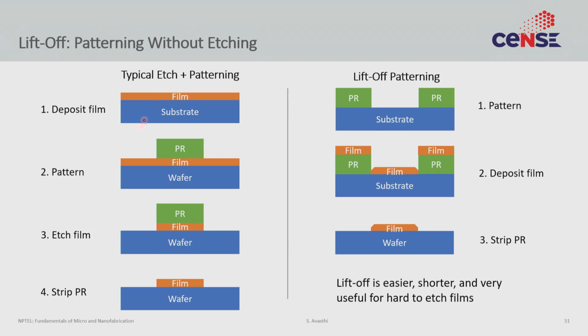Now this of course would not work if the film is platinum, because there is no etchant that will not attack photoresist but attack platinum. So what people do is something called lift-off, where they define the inverse pattern. So the photoresist is where you don't want platinum to be. Then you do the film deposition. So platinum is deposited after the photoresist. And then when you remove the photoresist, all the unwanted parts of platinum just float away.